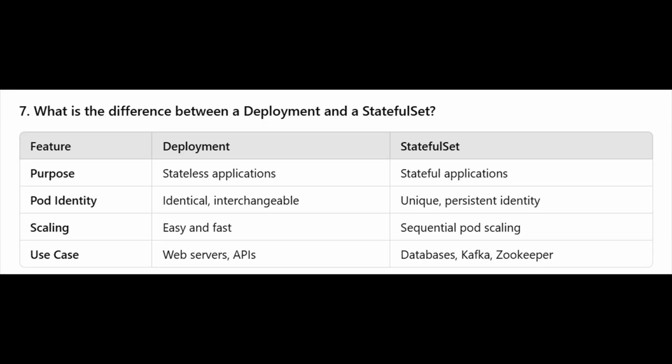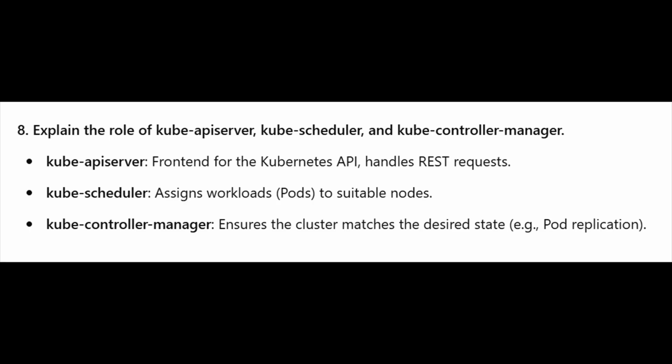What is the difference between a deployment and a stateful set? Feature: deployment, stateful set. Purpose: stateless applications, stateful applications. Pod identity: identical and interchangeable, unique and persistent identity. Scaling: easy and fast, sequential pod scaling. Use case: web servers and APIs, databases, Kafka, Zookeeper.